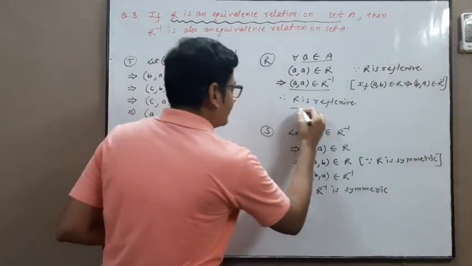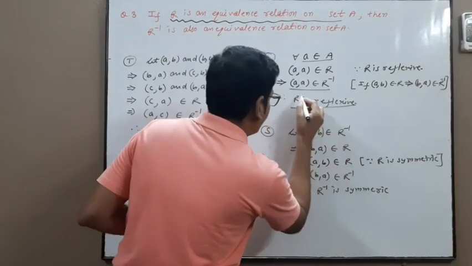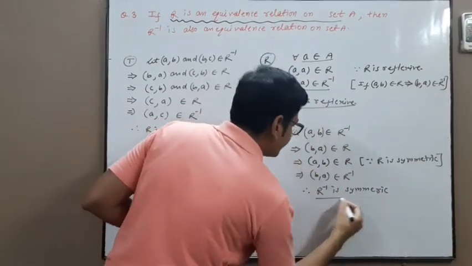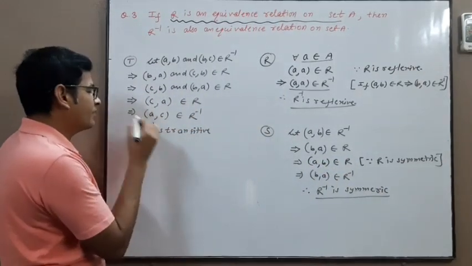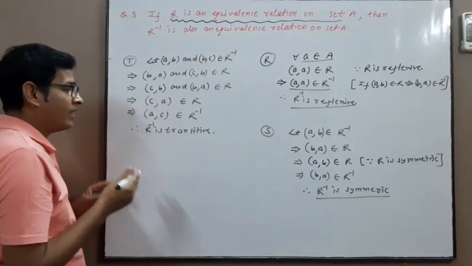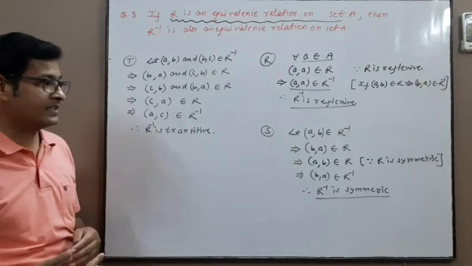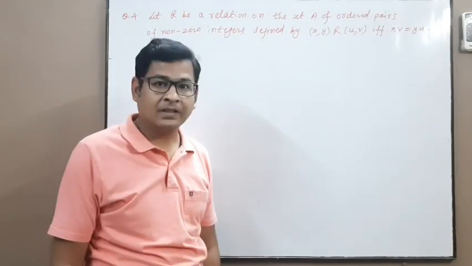R inverse is reflexive, R inverse is symmetric, and R inverse is transitive. Therefore, R inverse is an equivalence relation on set A.